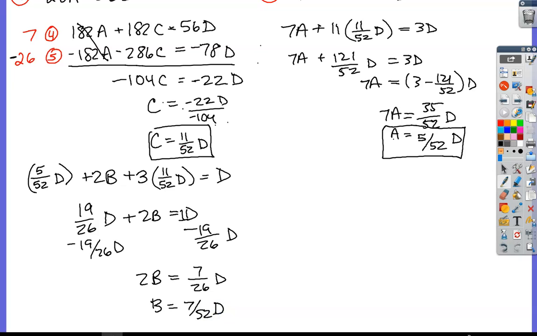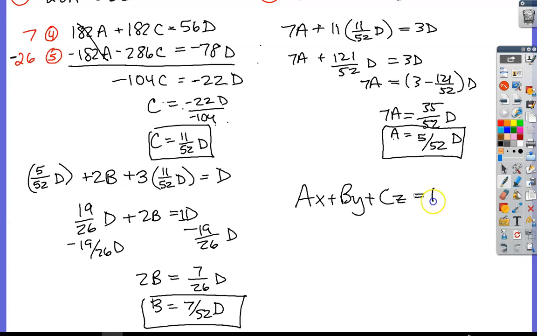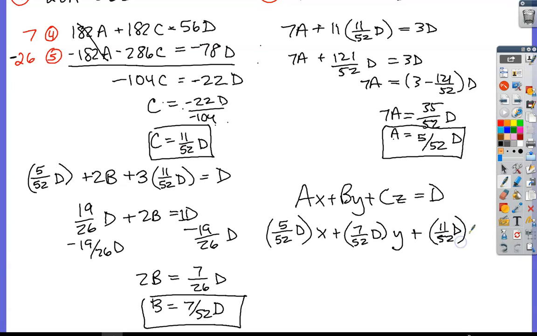Okay, now what do you do once you have A, B, C, and D? Remember, the whole point of getting these guys was to get the coefficients for your plane. So now you're going to plug in your coefficients. 5 over 52d x. The coefficient on y is your b value, 7 over 52d y. And your c coefficient is 11 over 52d z, excuse me. And then this, don't forget the D on this side.